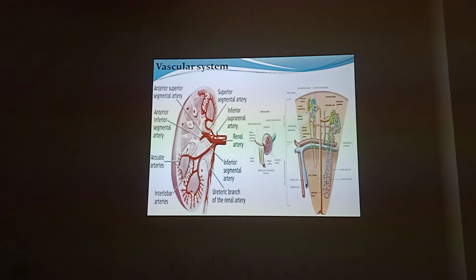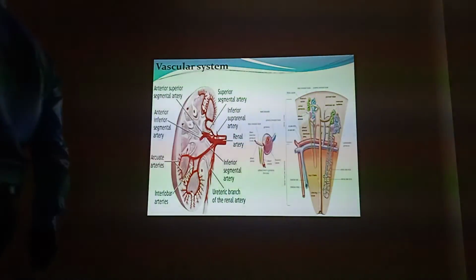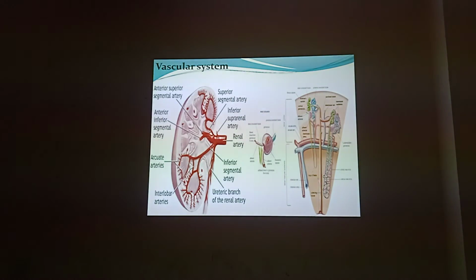Now coming to the vascular system. Here we can see this is the renal artery. It divides into the segmental arteries. There are 5 segmental arteries because there are 5 segments of the kidney: apical segment, antero-superior, antero-inferior, and the posterior and the inferior. ठीक है?